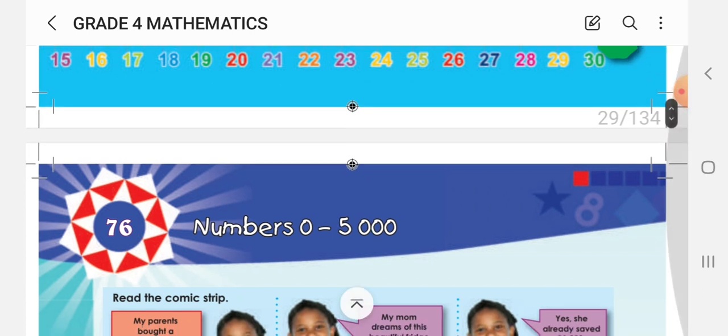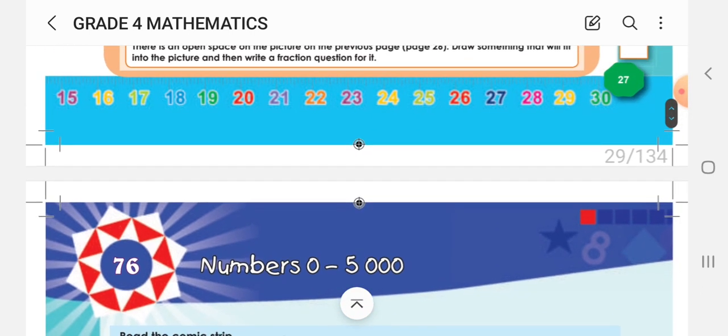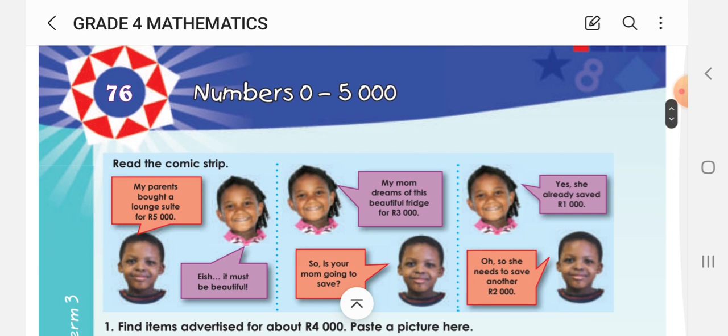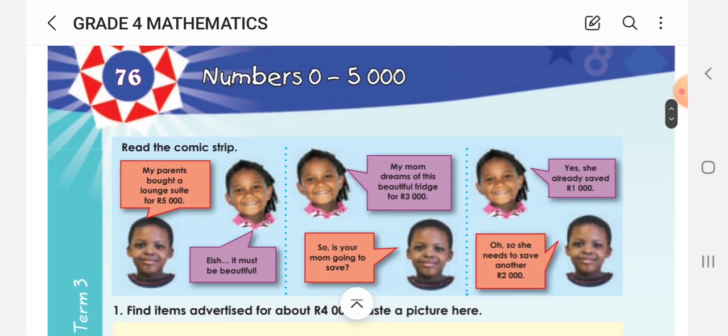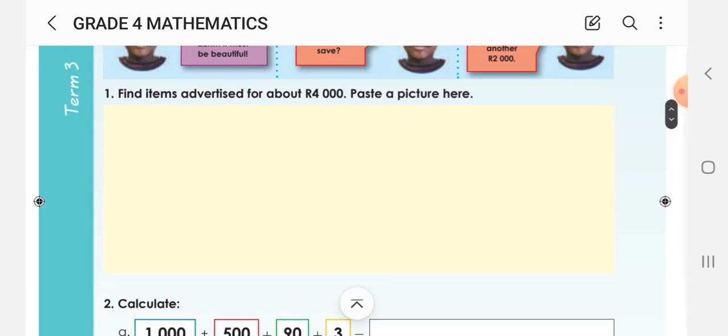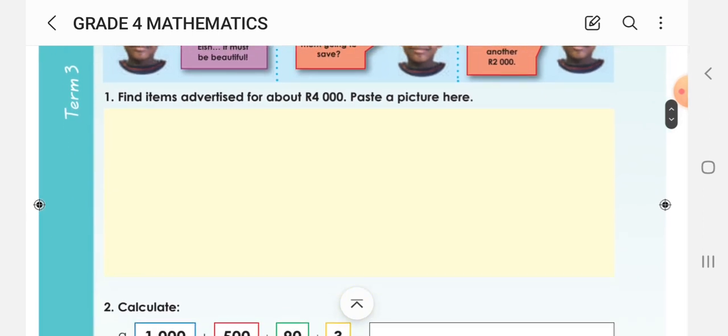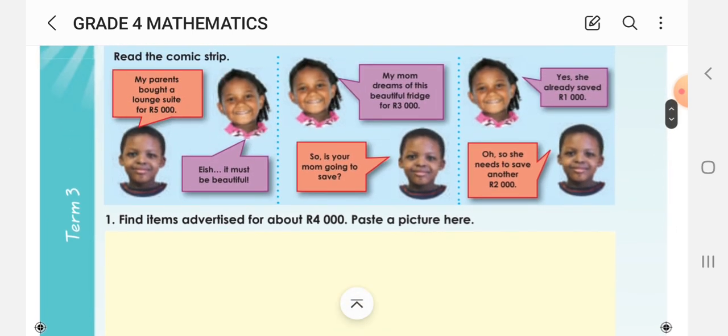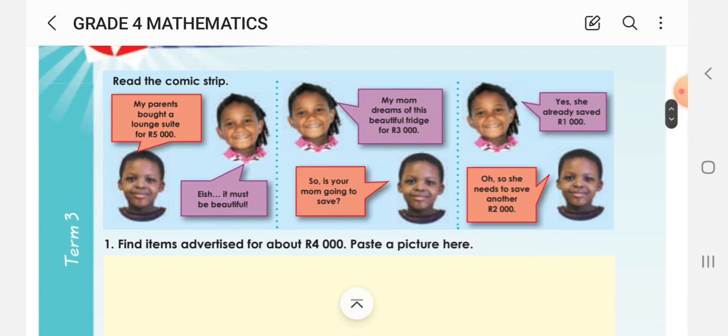So on today's video we will be doing page 28. We will start with numbers. What you can do for number 1 is find advertised items that are advertised for about 4,000 and paste a picture here. So let's look at what these children are saying here.